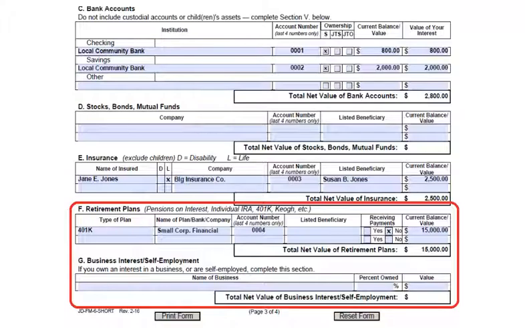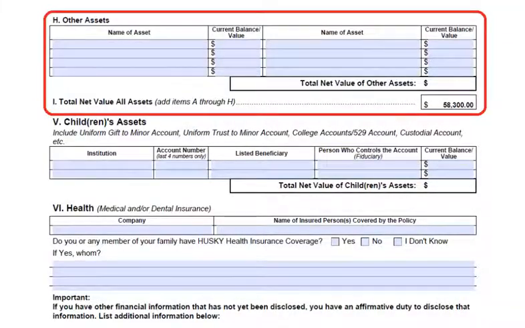In the final column, enter the value of the business. On the bottom line labeled Total Net Value of Business Interest Self-Employment, enter the value of the business or allow the automated form to do it for you. Part H is labeled Other Assets. This is where you will enter any other property or financial assets you have that were not entered in the prior parts of this section.